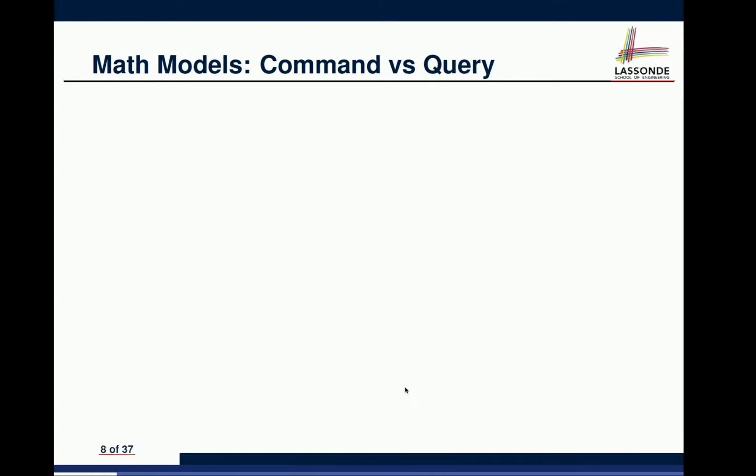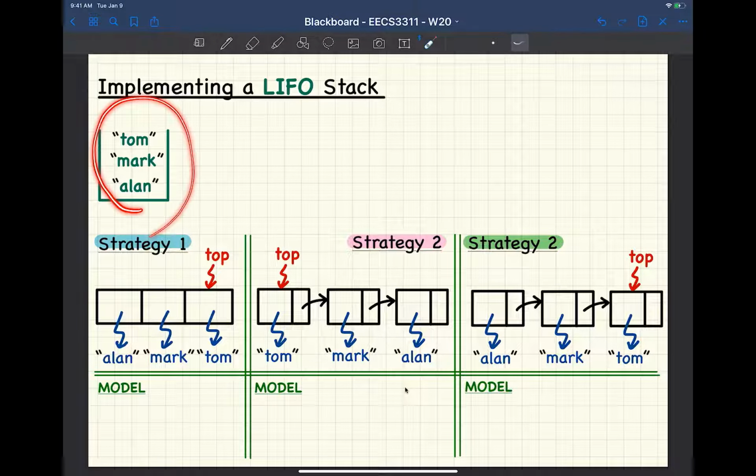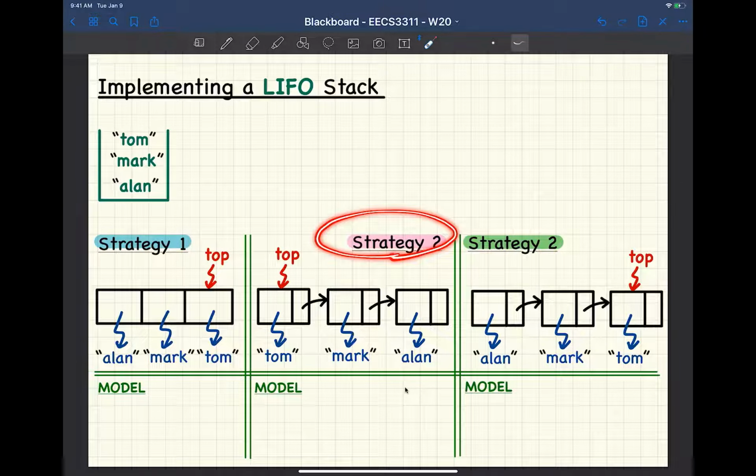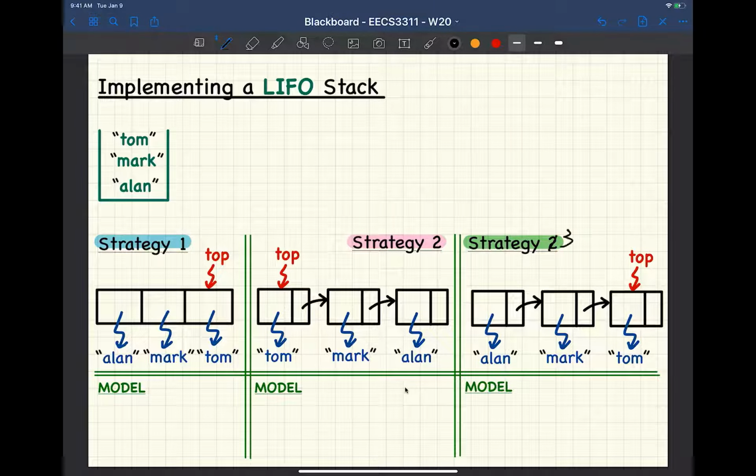Let's take a look at this example here. Let's say we got a stack: Tom, Mark, and Alan. According to strategy number 1, the top is going to be at the end of the array. According to strategy number 2, top is going to be the front of the list. According to strategy number 3, sorry about that, it's a typo. This is 3, sorry. According to that, it should be the end of the list. So at the implementation level, they are very different.